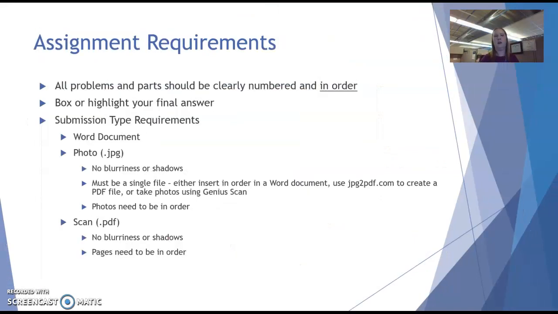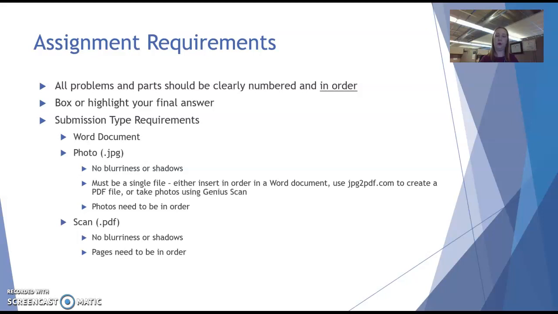So for the assignments, you want to make sure that you do them in order, and make sure you label your problems, problem 1, problem 2, so that it's very clear where one starts, the other one ends. Box or highlight your final answer so we know what your answer is. You can submit Word documents, which there are tutorials in the classroom on how to do that. You can also submit photos and scans if you don't want to spend the time to type up your math.